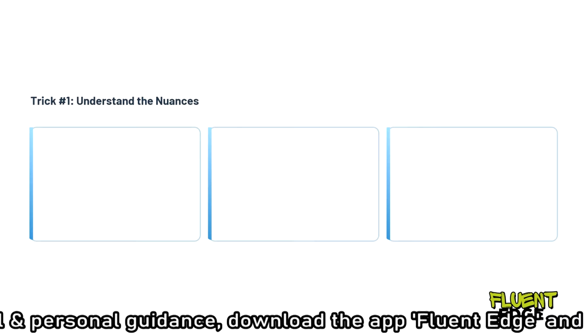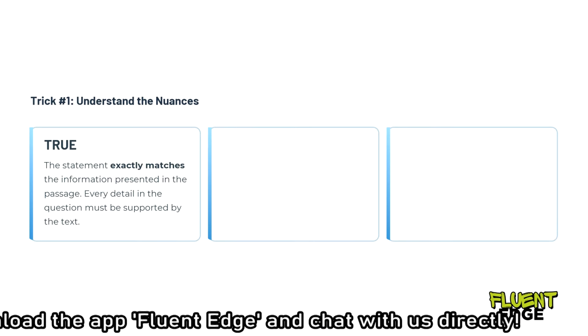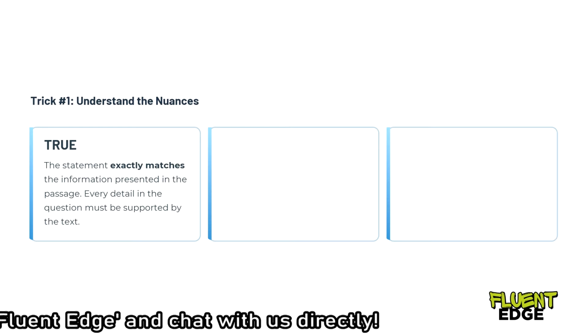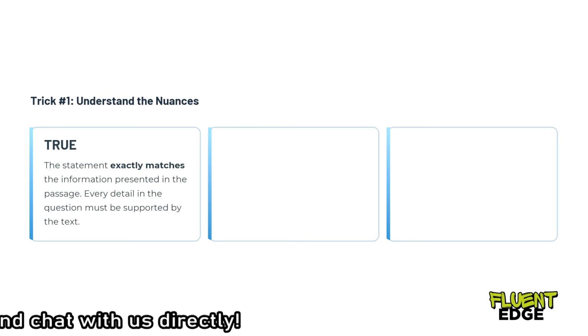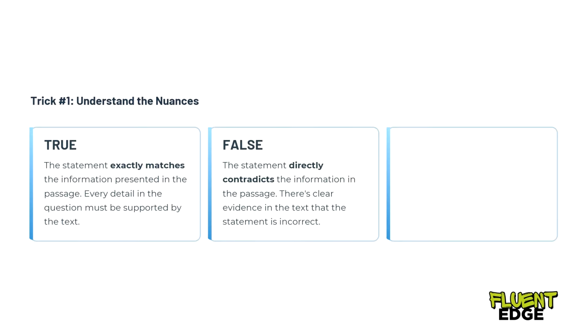Trick number 1. Understand the nuances. Take it as true if the statement exactly matches the information presented in the passage. You need to ensure that every detail in the question must be supported by the text. Take it as false if the statement directly contradicts the information in the passage. There should be clear evidence in the text that the statement is incorrect.